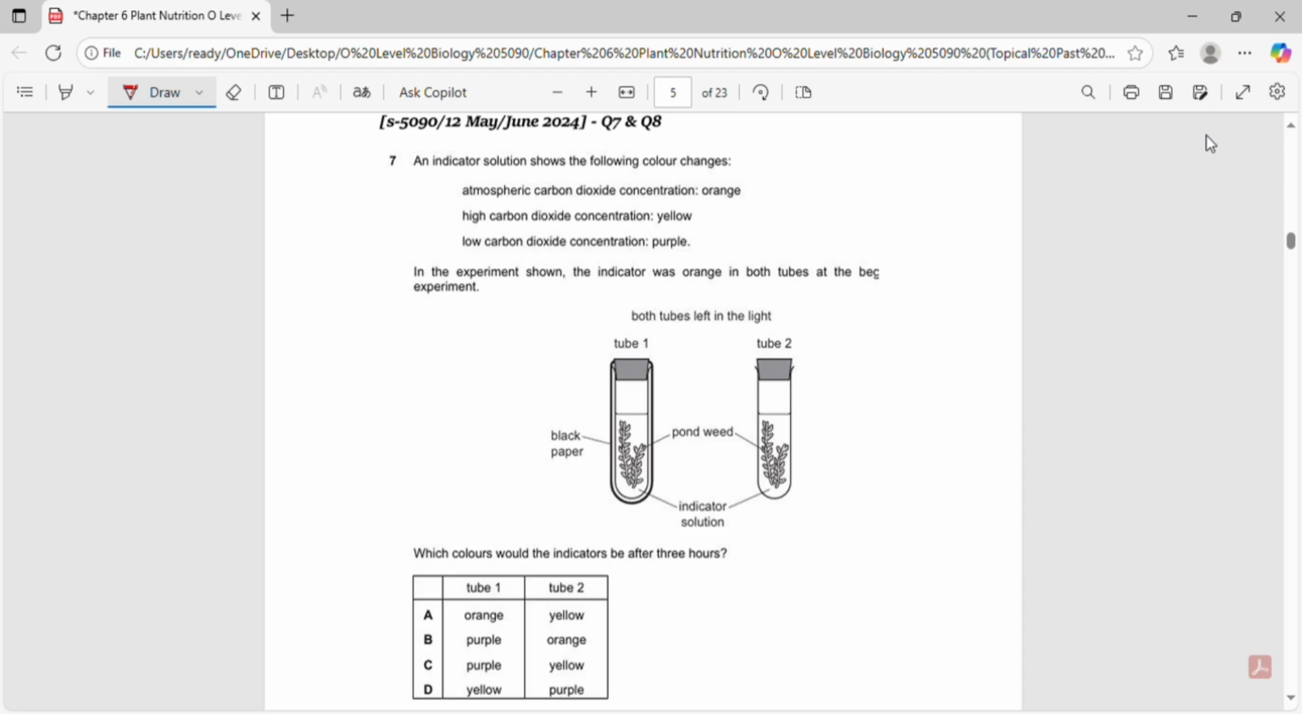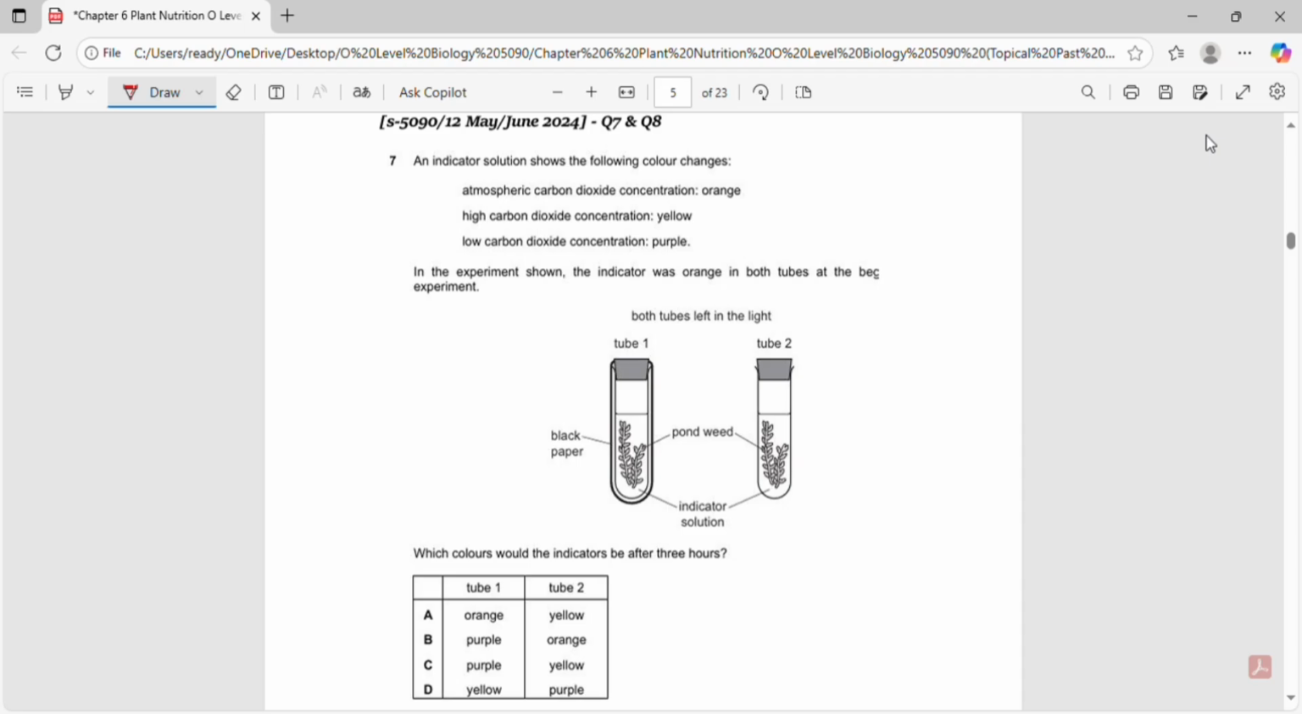In the absence of light, the pondweed cannot carry out photosynthesis, because photosynthesis depends on light energy. However, the plant is still alive and it continues to respire. During respiration, carbon dioxide is released into the surrounding solution. Since there is no photosynthesis happening to take in that carbon dioxide, the gas builds up inside the test tube. We are told in the question that when carbon dioxide concentration increases, the indicator turns yellow. So, as more carbon dioxide accumulates over time, the color in tube 1 will change from orange to yellow.